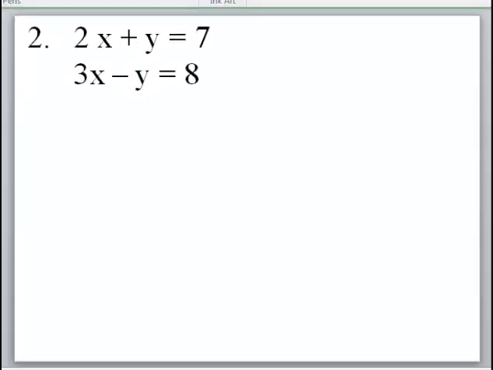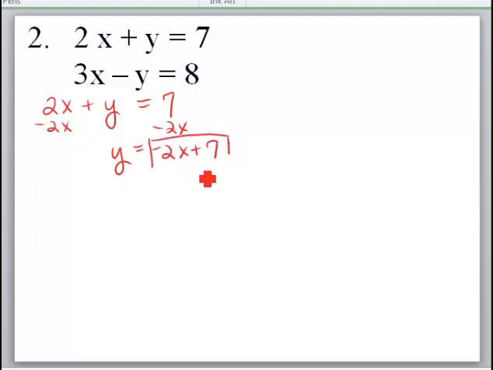Alright, another example will be something like this. However, in this problem, the y is not by itself in either of the two equations. So the first thing we have to do is actually solve one of the two equations for y. And I'm picking y because there's a coefficient of 1 there. So I will just subtract 2x from both sides, and I get y equals negative 2x plus 7. So this is going to be my box and what I substitute in.